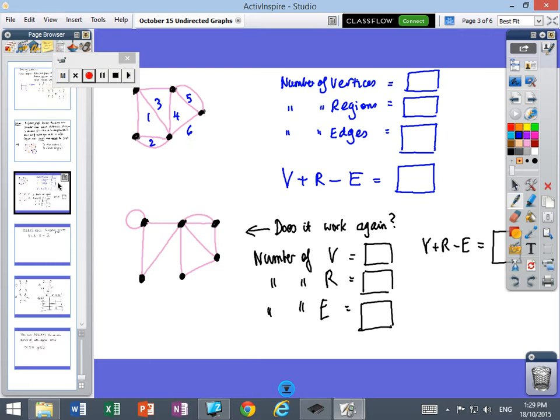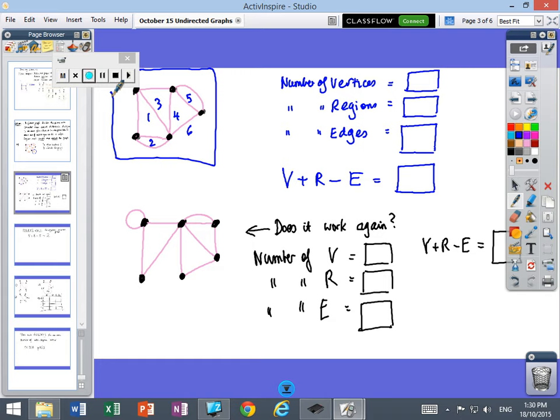Now, when we are talking about regions, vertices and edges, there is a rule that applies, but we'd like you to have a go at trying to discover that. So looking at this one here, could you please take the time to, for the boxes over on the right hand side, write down the number of vertices, regions and edges, and then do a calculation of vertices plus regions take away edges.